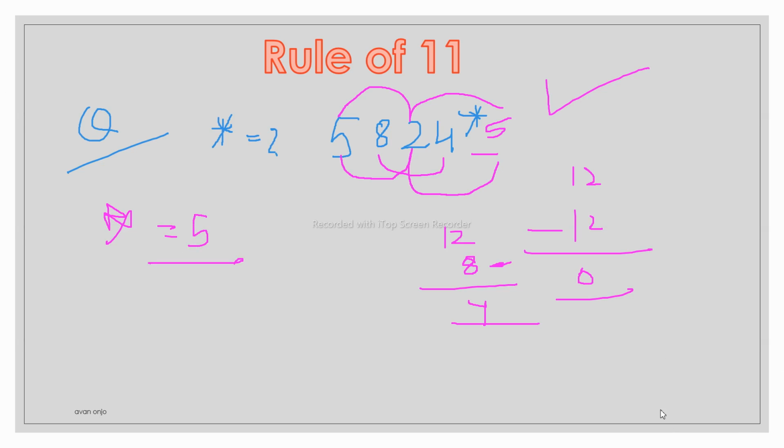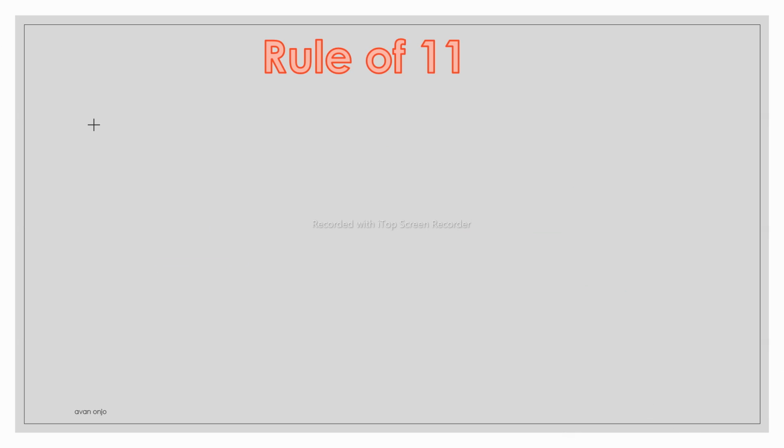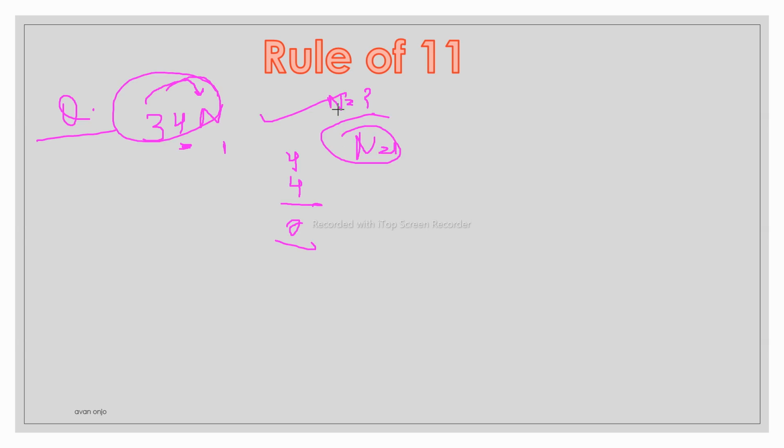Okay, let me give you another question, a very interesting one. The question says that there is this number 34n. It is divisible by 11 completely. What is the value of n? So if I take n equal to 1, it would make 4. In the middle I have 4, alternate is 4. If I minus them, I'll get 0. So clearly n is going to be equal to 1 to get this number completely divisible by 11.